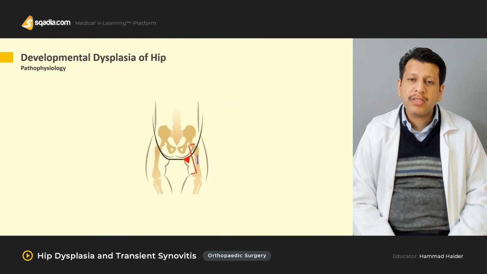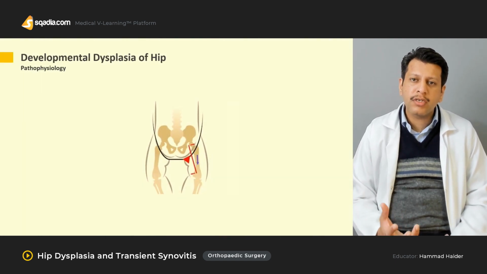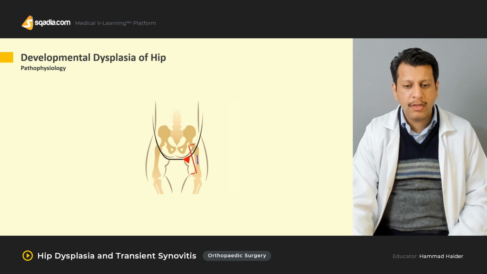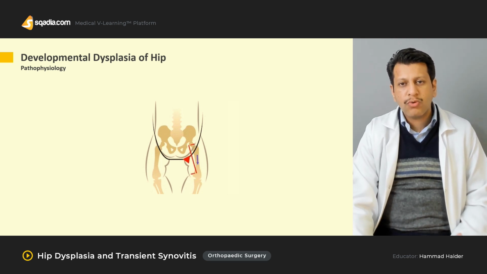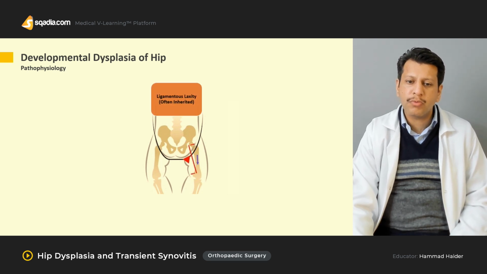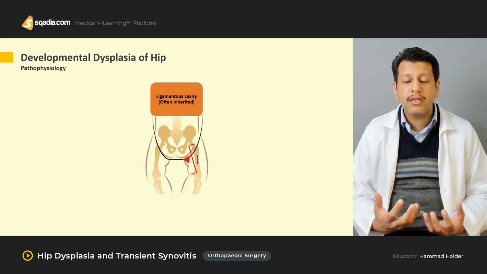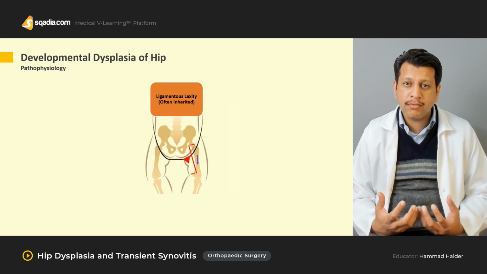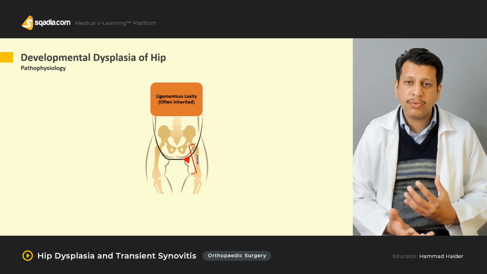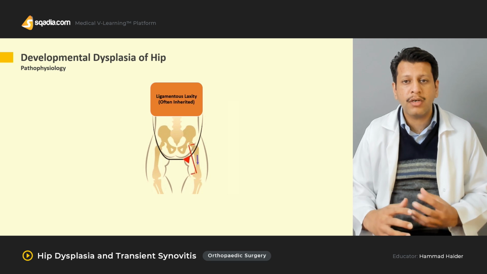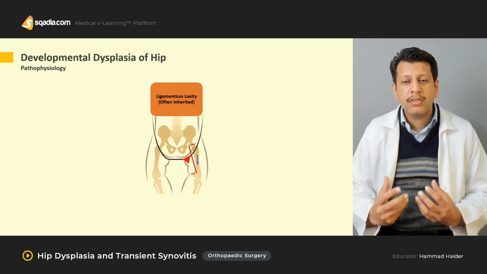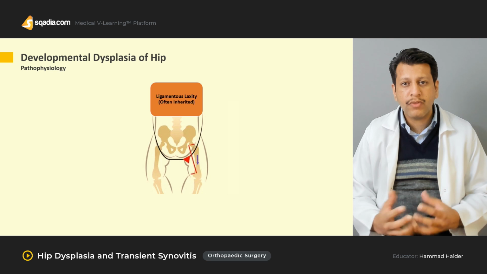Now, what is the pathophysiology? What exactly causes developmental dysplasia of the hip? There are multiple theories. There is no exact proven cause, but there is certain association with certain diseases as well. The first and foremost is ligamentous laxity. This is often inherited, although this is not the isolated cause. Usually, the ligaments of the child are lax, and this may lead to certain subluxation or dislocation of the joint.